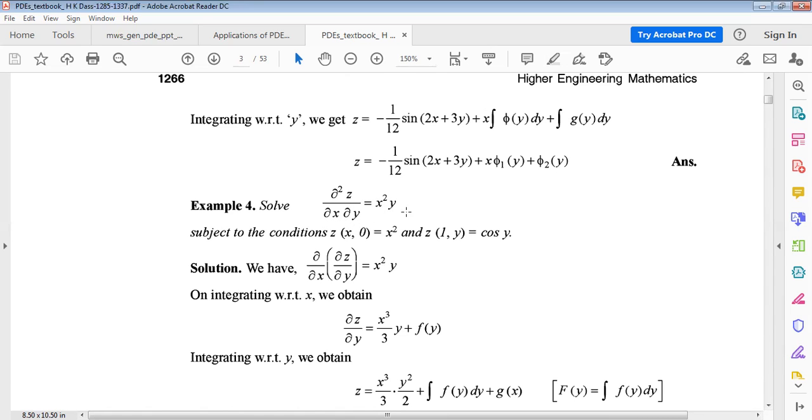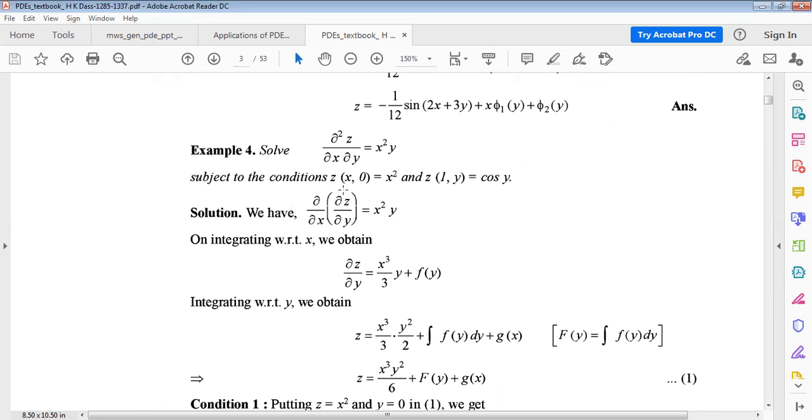This is another partial differential equation of second order, subject to the condition what? There are some given conditions, initial conditions and boundary conditions: z(x, 0) equals x square, and z(1, y) equals cos y. This is the given partial differential equation.